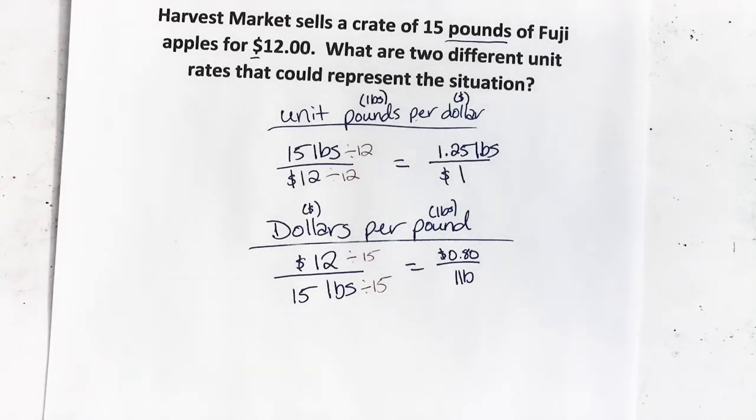You see how we did it 2 different ways and we get 2 different answers. But it all depends on what we're finding our unit rate for. This one was dollars per pound. This one was pounds per dollar. Let's look at another problem.